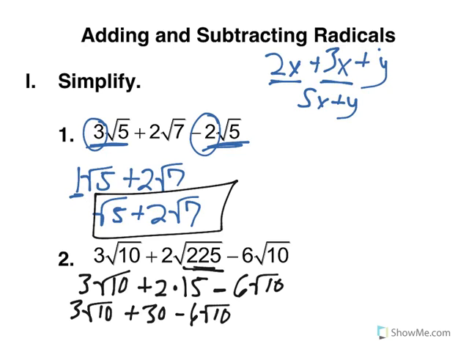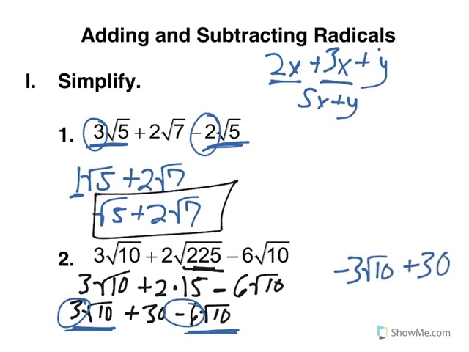Now I need to combine ones that are alike. So I have my 3 square roots of 10 and my 6 square roots of 10. So I'm just going to add or subtract the numbers in front. So I have 3 minus 6, which gives me negative 3 square roots of 10. And then I have a positive 30. But typically we want to flip this. If you left this, it's okay. But it's better to have that positive number and then minus that negative number. And so this would be my simplified answer: 30 minus 3 square roots of 10.